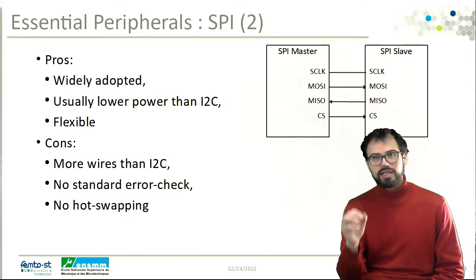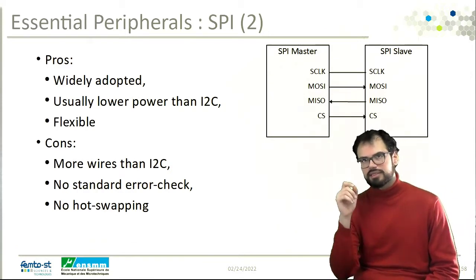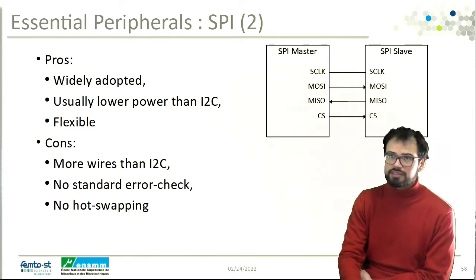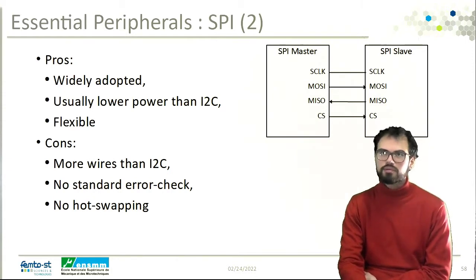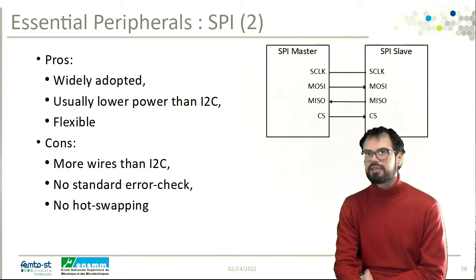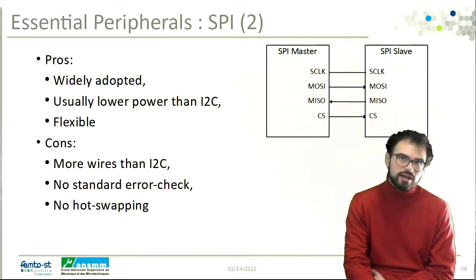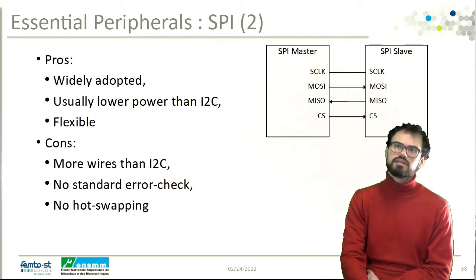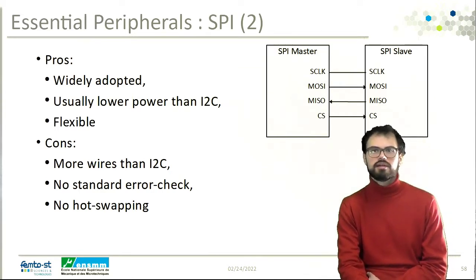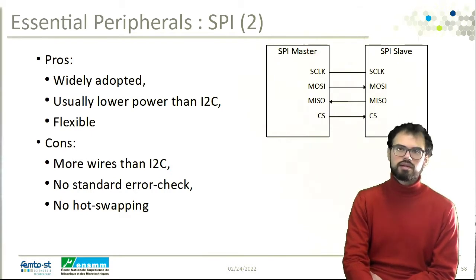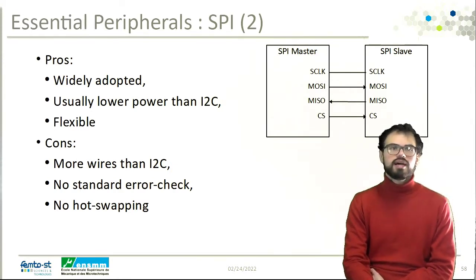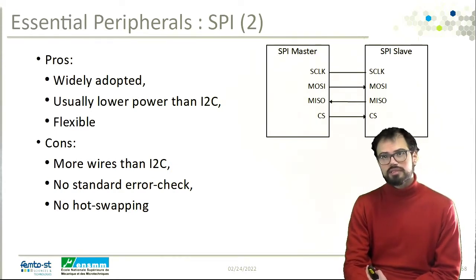So, it is widely adopted and it can be lower power than I2C communication. It is also very flexible as long as you can make the hardware wiring for each slave device. But then again, the drawback is that if you want to add a new slave device, you need to make the hardwiring, and then there is no start error check, unfortunately, meaning that your manufacturer can add it, or you need to do error checking by yourself after you receive the data. Then you have more wires than an I2C communication.